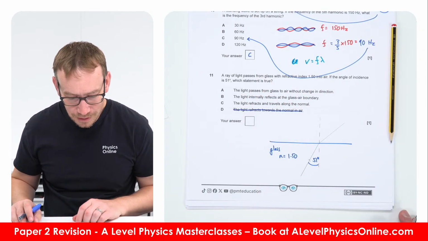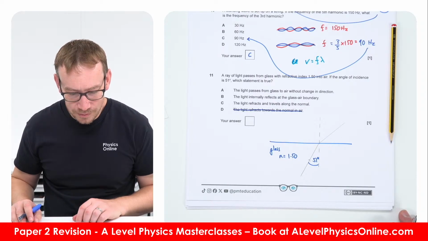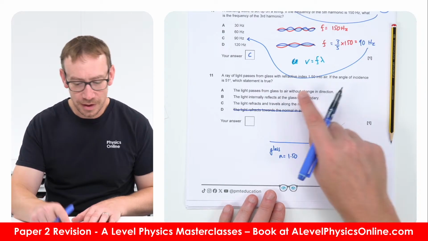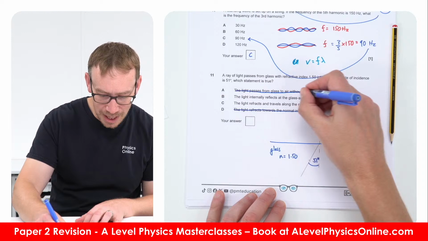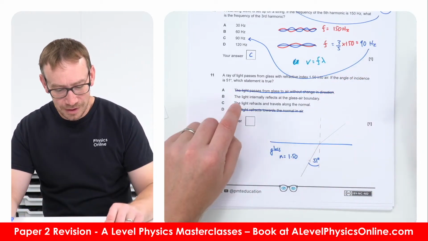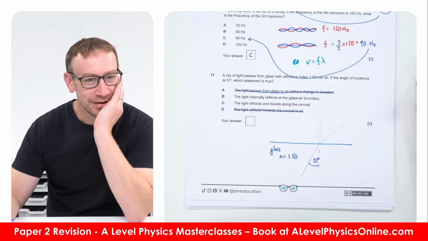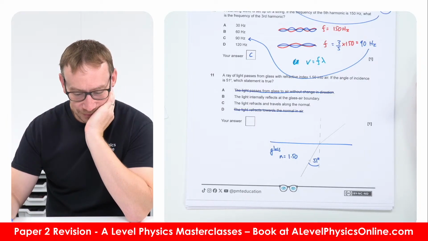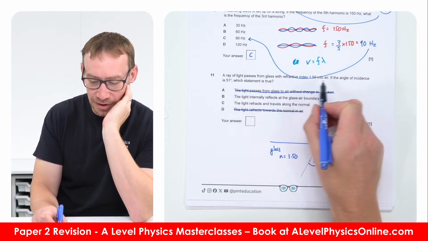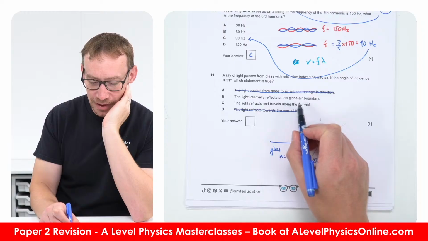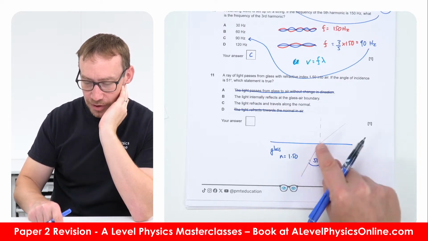And it's definitely not that one. It doesn't go without any change in direction, so it can't be A. So neither of these can be the answer to the question. So it says that it passes from the glass into the air, but both of these are either when it moves along the boundary or it internally reflects.